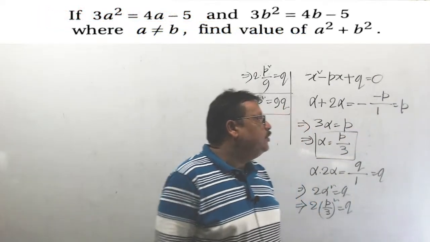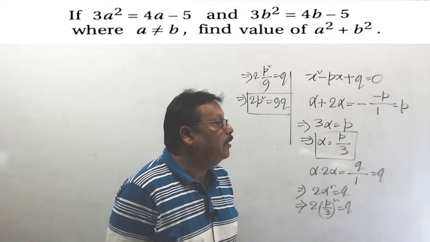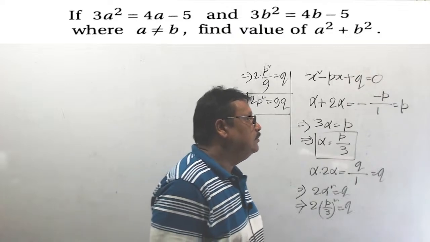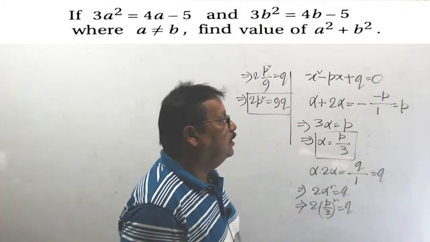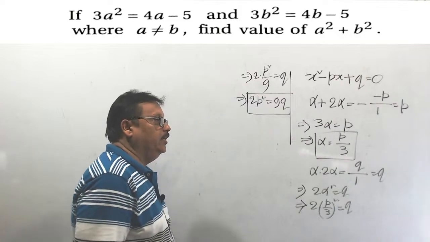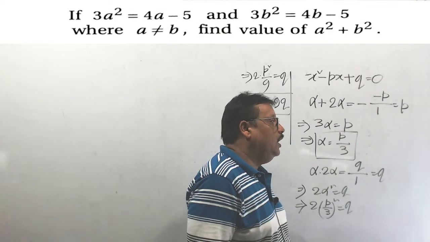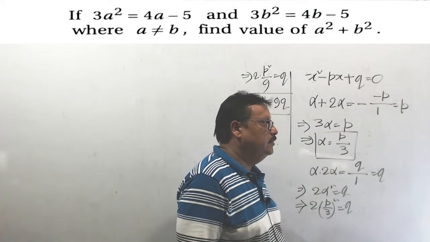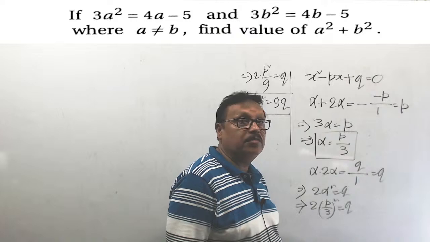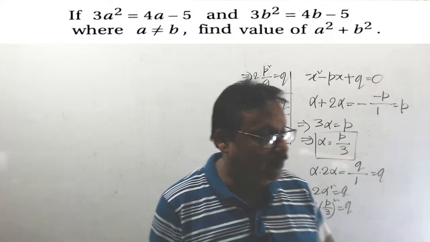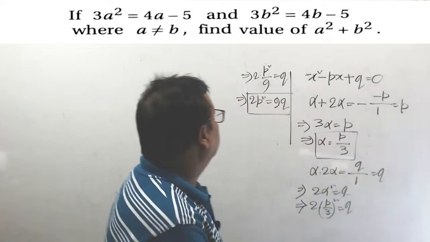Next problem. If 3a square is equal to 4a minus 5 and 3b square is equal to 4b minus 5, where a is not equal to b, find the value of a square plus b square.